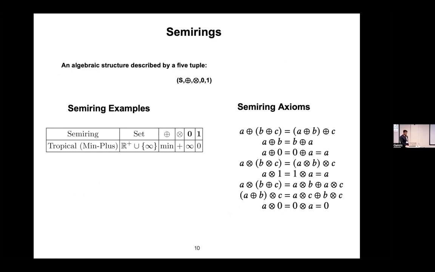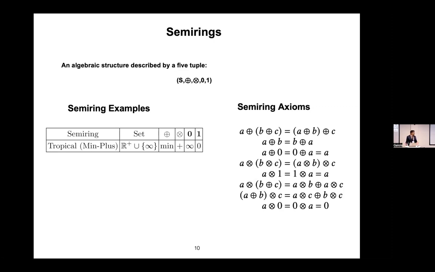Now, a little bit about semirings. Semirings are algebraic structures described by a 5-tuple. You have an underlying set, two binary operations, semiring addition and semiring multiplication, shown by circle plus and circle multiply here, and identity elements for addition and multiplication. And you have the axioms that you would expect: associativity, commutativity, identity for addition and multiplication, and the fact that multiplication distributes over addition.